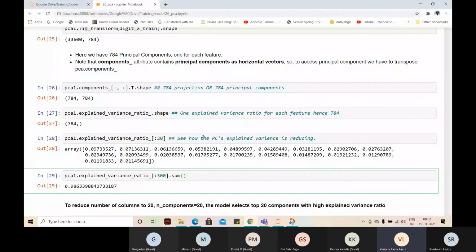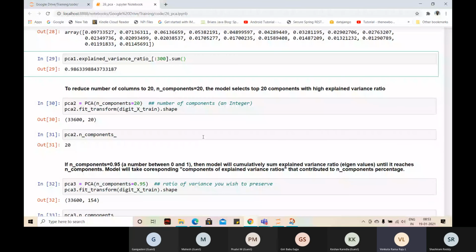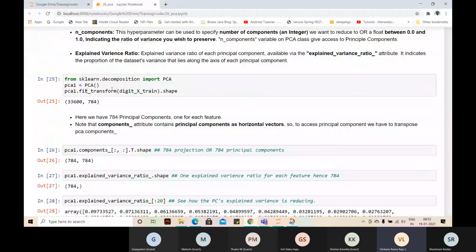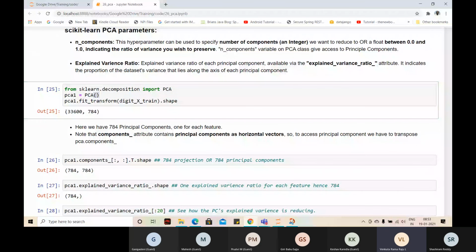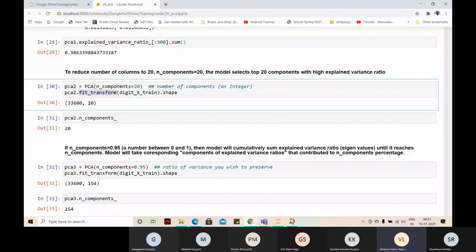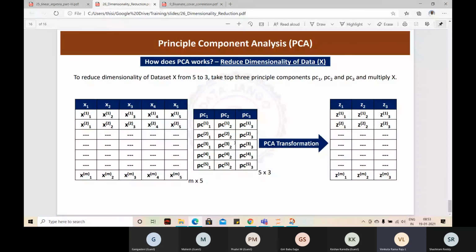Okay. So I have taken n components equal to 20. Here, I did not specify n components in the earlier PCA. I got the same number of columns after applying. These are Z1, Z2, and so on up to Z784. Here I am taking 20 components and doing fit transform. I am getting 20 columns only. With 3 components and multiplying, I got 3 columns. Like that, with 20 components, fit transform, I am getting 20 columns.